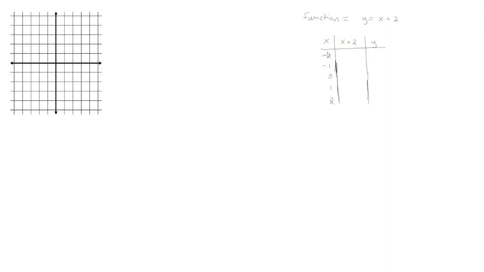So if we plug x into this expression here, we have -2 plus 2, right? We know that if we add those two together, we're going to get 0. If we plug in -1 and add 2, we go 1 to get to 0 and then 1 more. So we're going to have a +1. If we do 0 plus 2, that gives us 2. 1 plus 2 gives us 3. And then 2 plus 2 gives us 4.